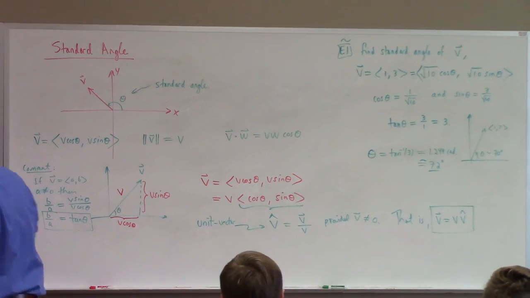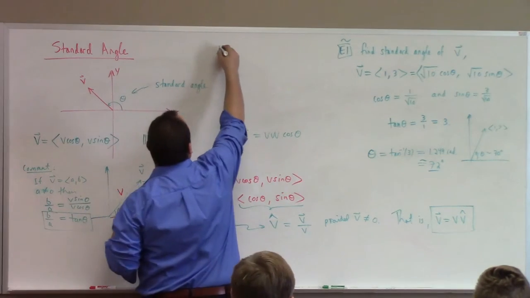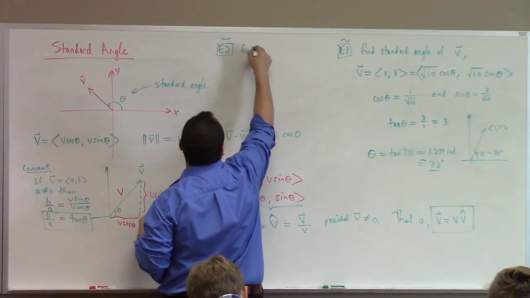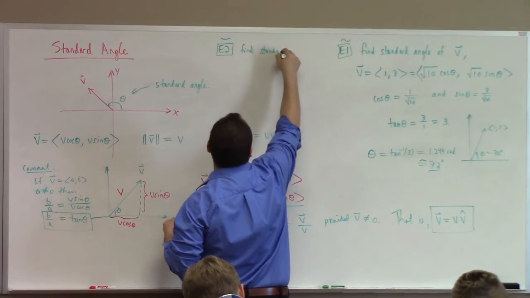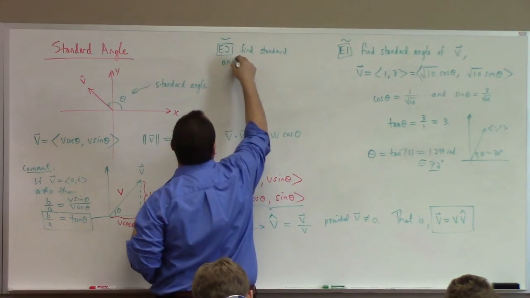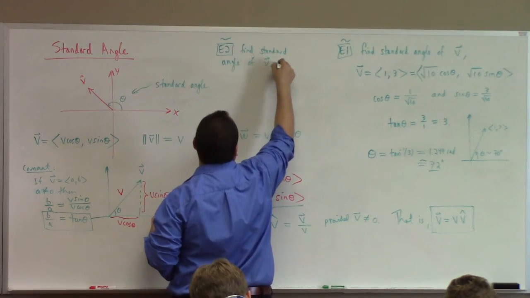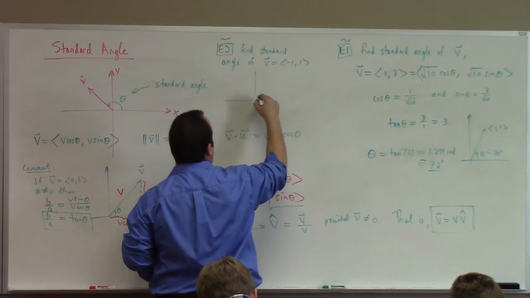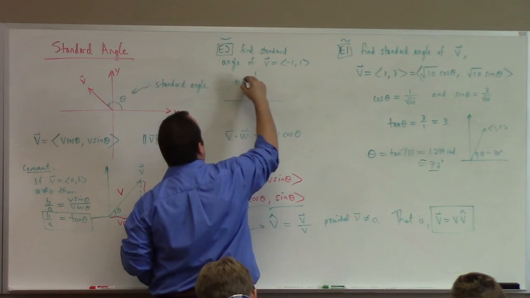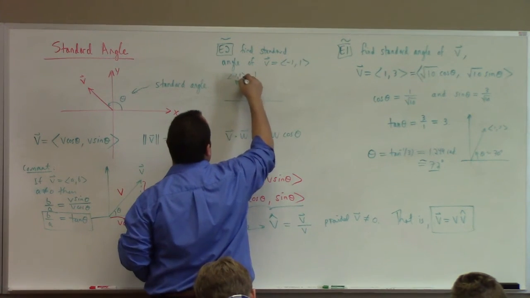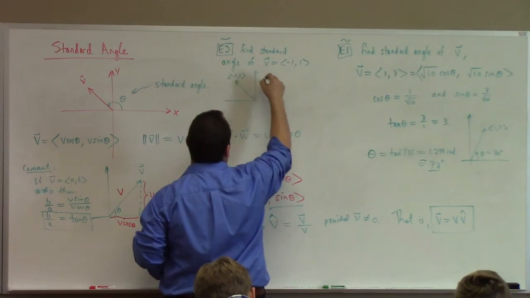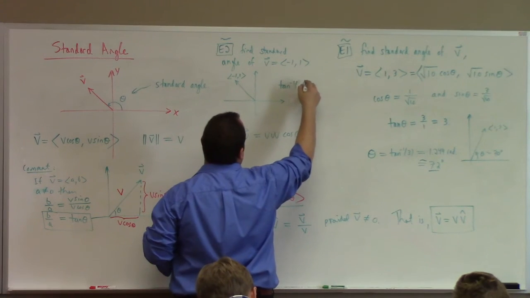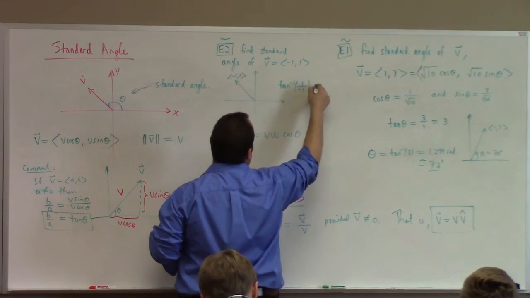Let's look at a different example. Find the standard angle of V equals (-1, 1). So that one looks like this, right? Now, if you try to take the inverse tangent of 1 over -1, what do you get?